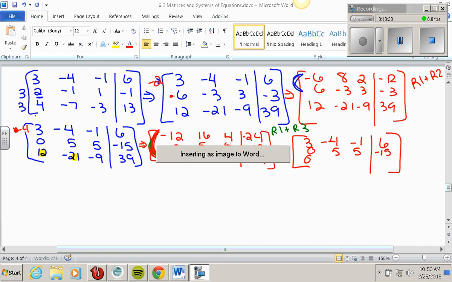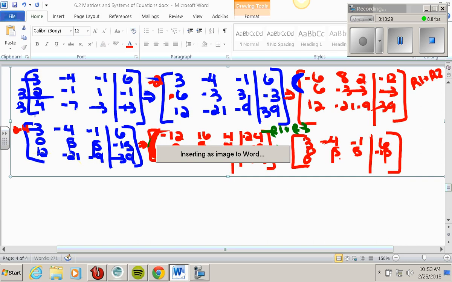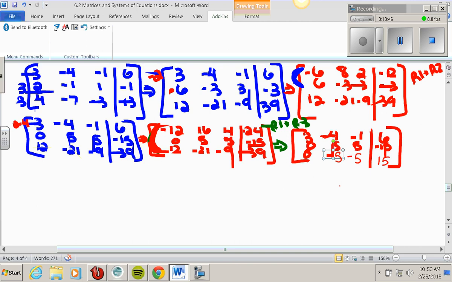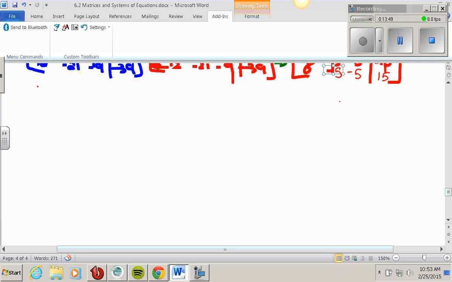0, negative 5, -5, 15. I do not know why it does that. I'm going to rewrite this. Here's where we are right now. 3, -4, -1, 6. 0, 5, 5, -15. 0, -5, -5, 15.